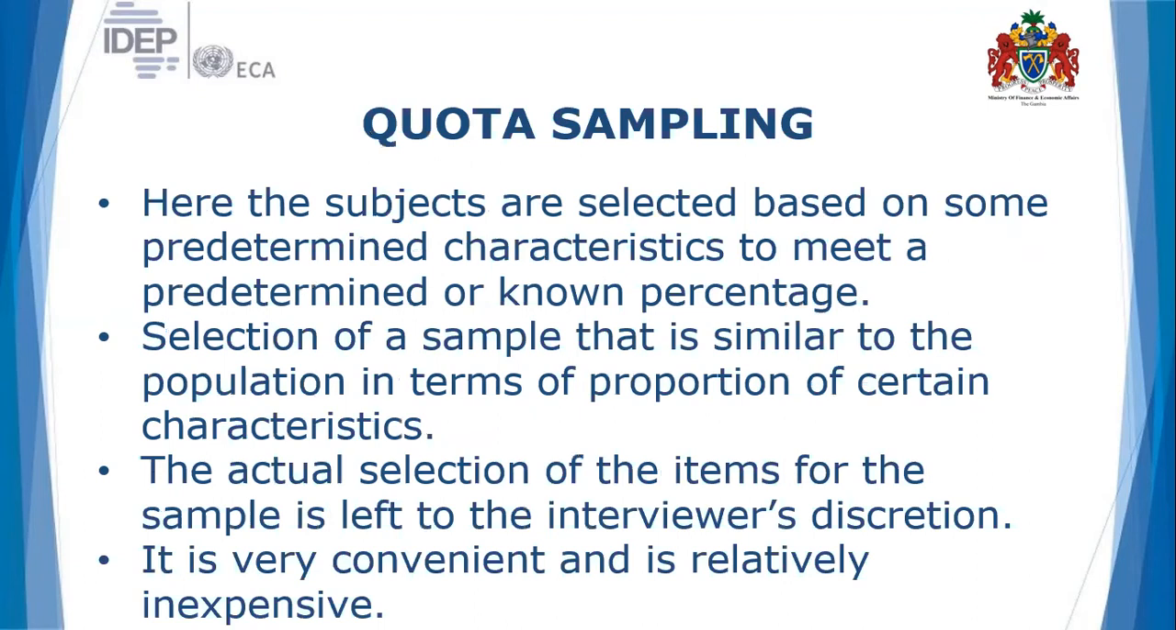Then we move on to quota sampling. Here, the subjects are selected based on some predetermined characteristics to meet a predetermined or known percentage. It is the selection of a sample that is similar to the population in terms of the proportion of certain characteristics.